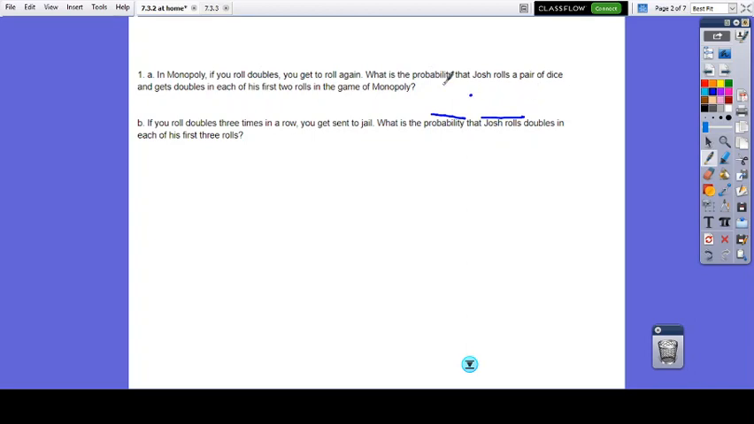So doubles, if you're rolling two dice, essentially means that you get a 1 and a 1, a 2 and a 2, a 3 and a 3, and so on. So there's six possibilities of doubles, and there are 36 possible ways to roll the dice, because you can get a 1 and a 2, or a 2 and a 1. Those are different pairings of the dice, the first or the second die. So on the first roll, his probability of getting doubles is 6 out of 36. His second roll comes out the same. You roll the dice again, it's still 6 out of 36. That simplifies to a 1 out of 36 shot that both of his first two rolls are doubles.